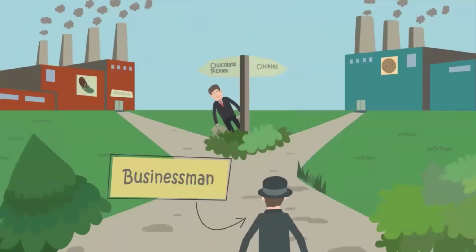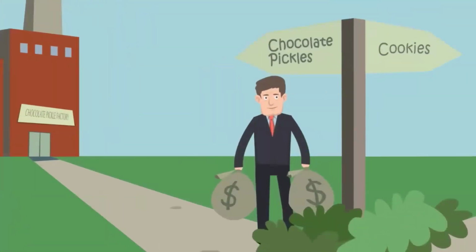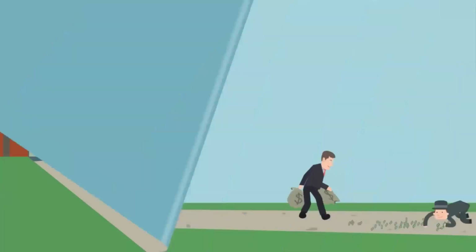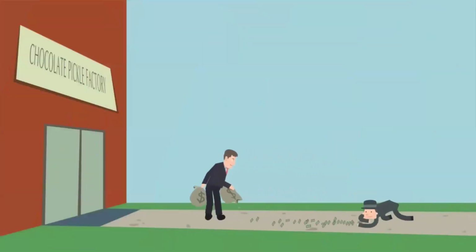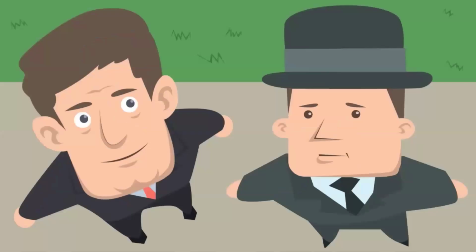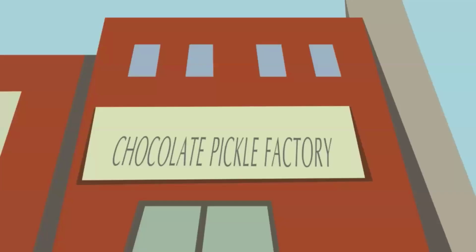The resources provided by the government, whether in the form of direct support like subsidies or indirect support like loan guarantees, distorts the economy by encouraging people to make bad decisions. In this case, to use resources to make chocolate-covered pickles.